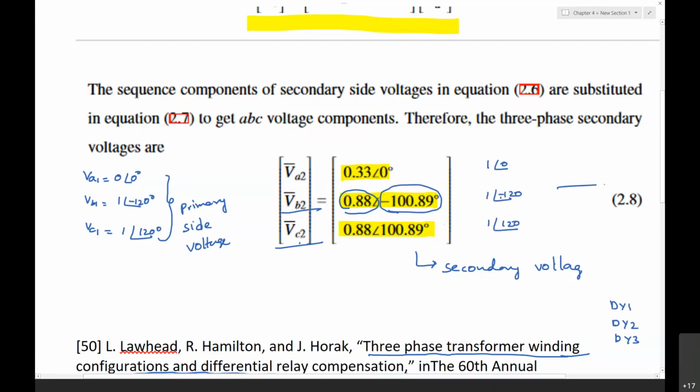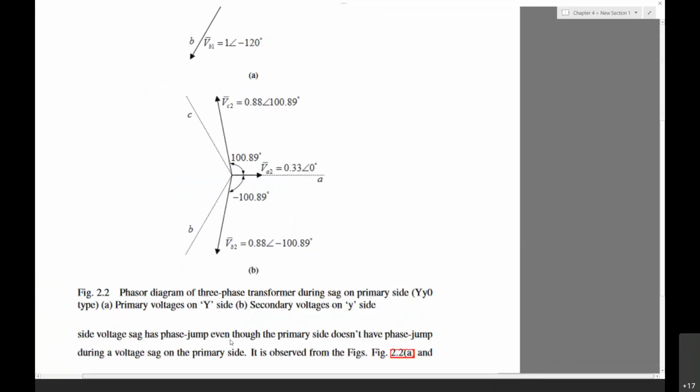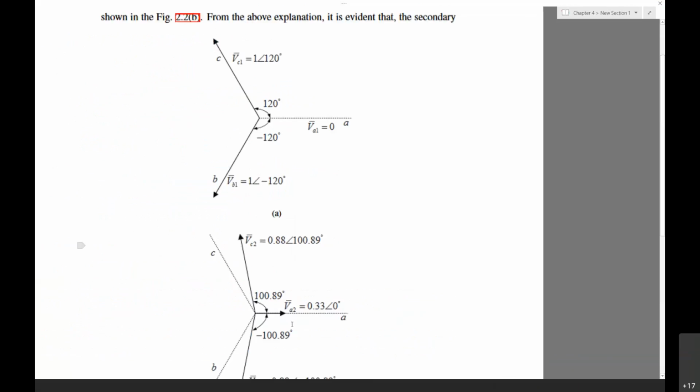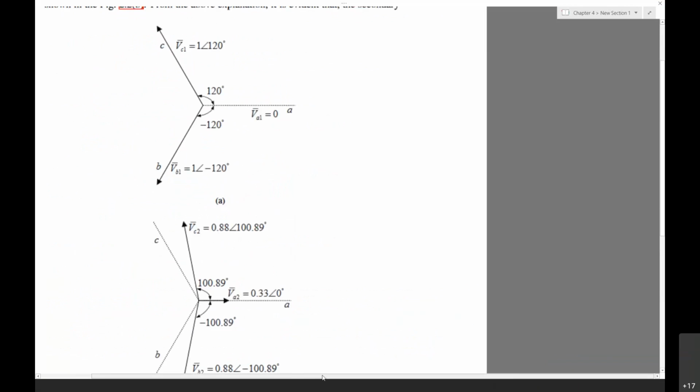There is a phase shift. Maybe if I draw the phasor diagram, how does it look? These are the phasor diagram. When you look into this, is it visible? Yeah.